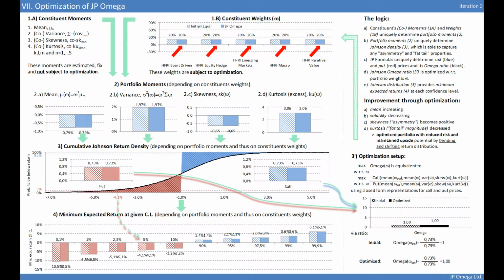Please observe weights, moments, options, Omega, as well as minimum expected returns, during the optimization, which will start now.